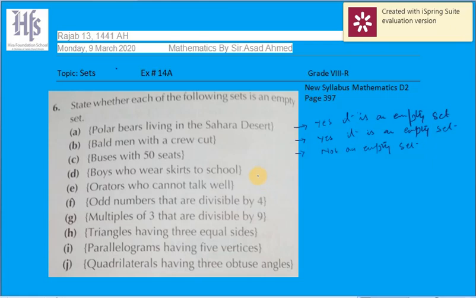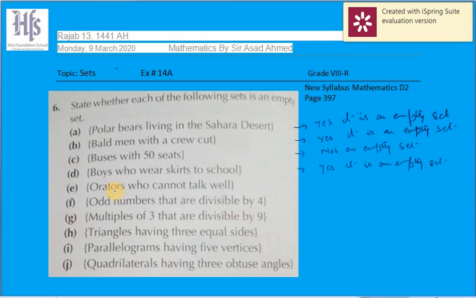Boys who wear skirt to school. I haven't seen any boy who wears skirt, so yes, it is an empty set. It means no boys in a school wear skirt.